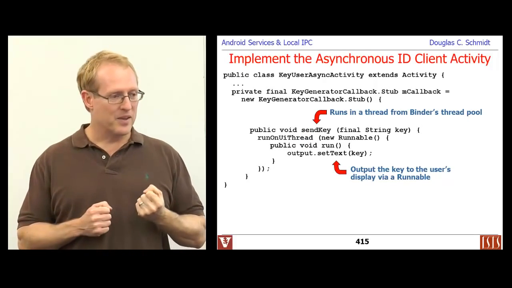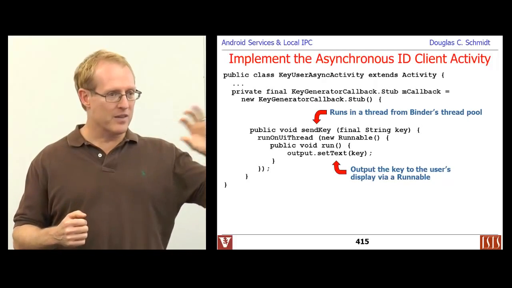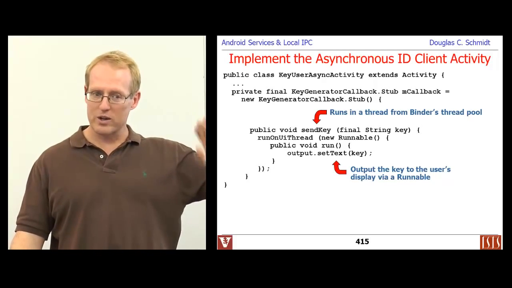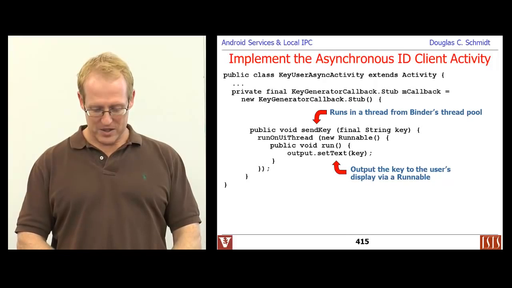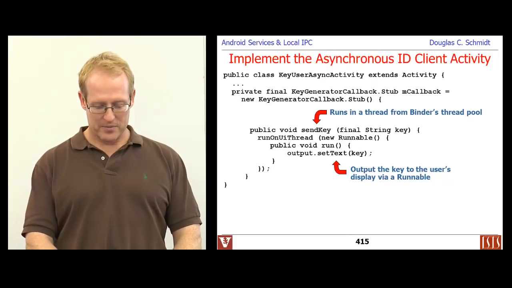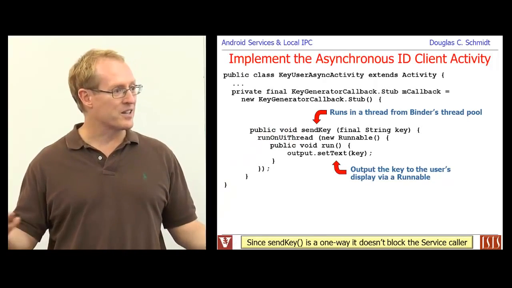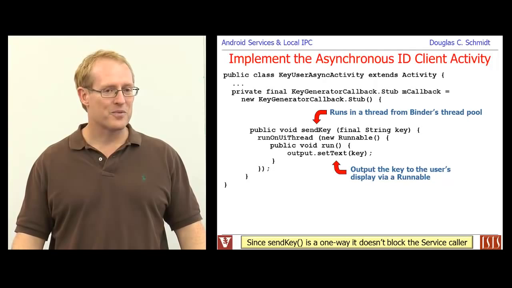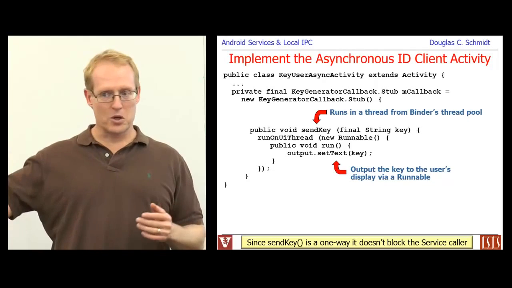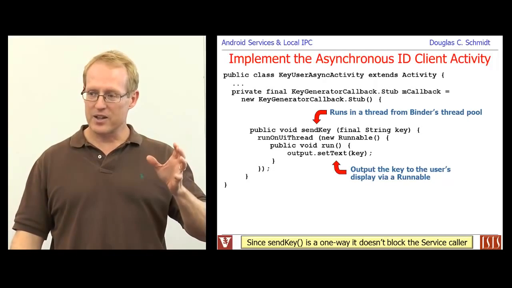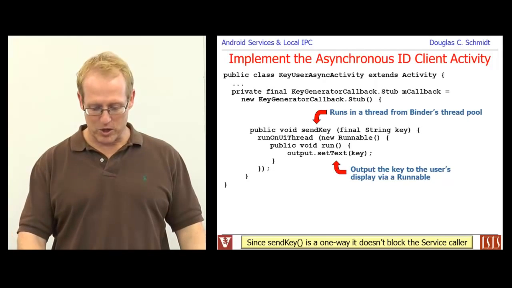He's going to go ahead and create a new runnable, give it a run method, which is going to output the text when it runs on the UI thread. So you can see it sticks this thing onto the UI thread by this method called run on UI thread. And since send key is a one-way, it doesn't block the caller. So the server thread is released immediately once it does send key. The client thread is done, so everything is much more asynchronous.